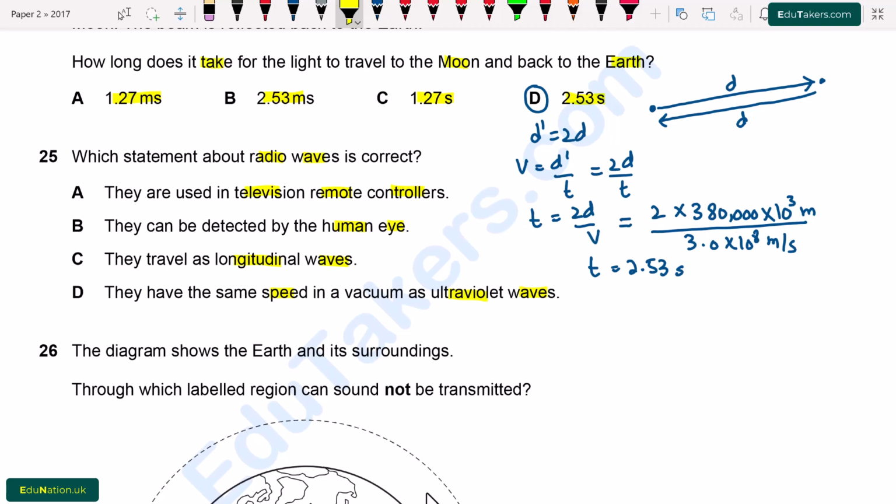As the radio waves lie in the electromagnetic spectrum, and all the waves in the electromagnetic spectrum are transverse and they move with the same speed. It means that the radio waves will have the same speed in the vacuum as that of the ultraviolet wave. So D option is correct from here.